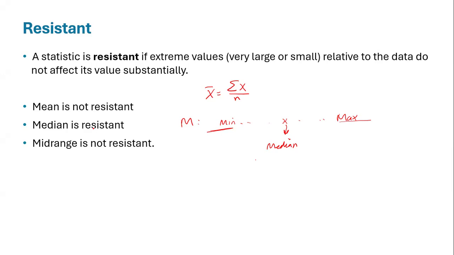And the mid-range is not resistant. Because to find the mid-range, we need to add the minimum and the maximum and then divide by 2. So if you have an extreme value, for sure your minimum or maximum will change. That extreme value would be your min or max. And when you add them and divide by 2, it definitely changes the mid-range. So the mid-range also is not resistant.